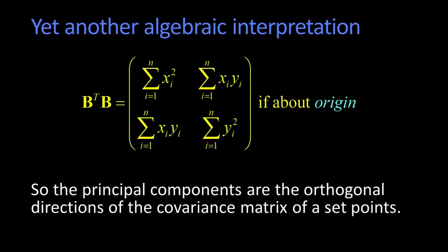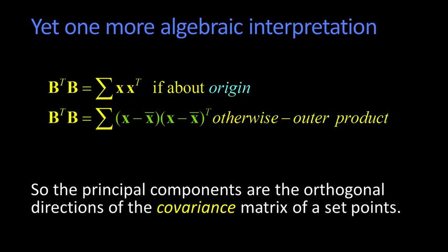Using our old definition of B transpose B, you'll notice that what it actually is is this matrix: sum of x squared, sum of xy's, sum of xy's, sum of y squareds. Well, that's just the covariance matrix of the points, assuming that they're about the origin. So I don't have to subtract out the mean. That would be the covariance.